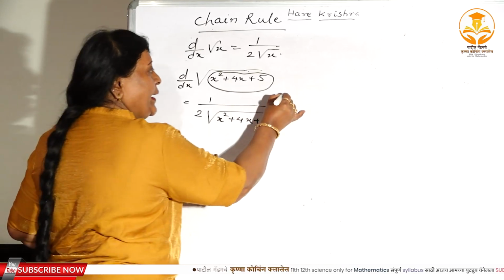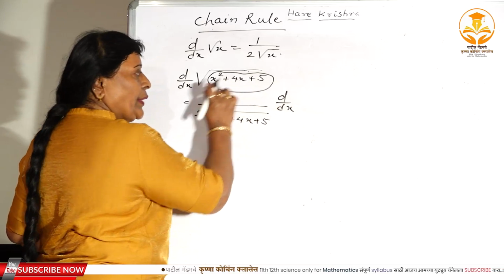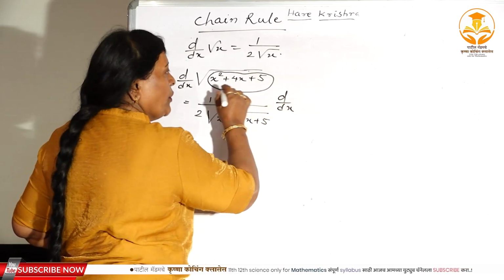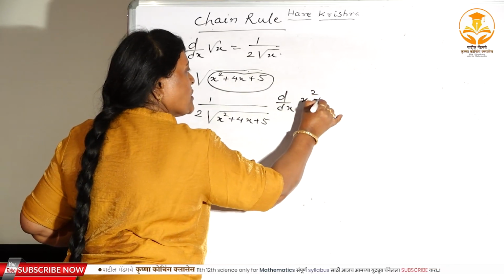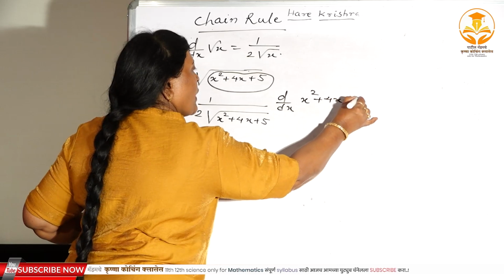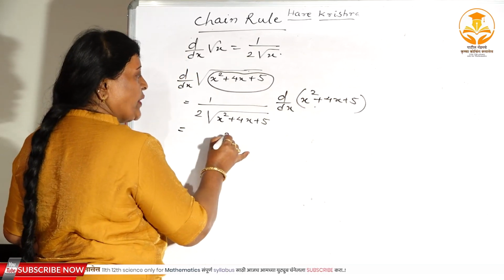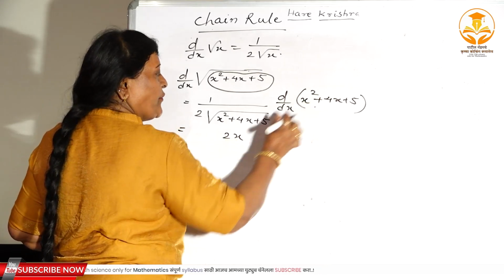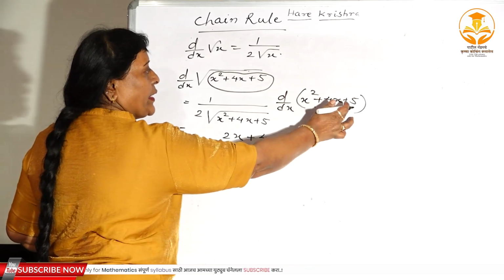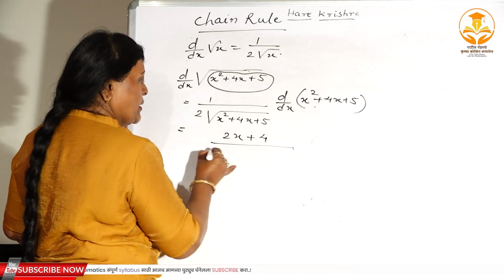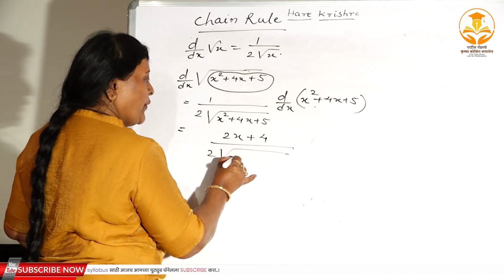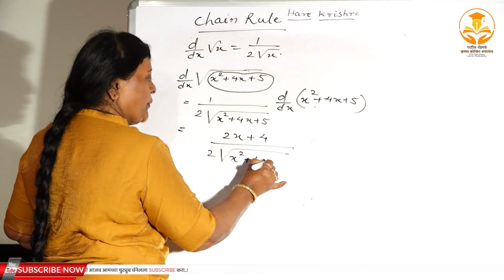अगेन टेक d dx ऑफ u ठेवून एकदा काढलं. आता वॉट एव्हर द u, what is u? Again x square plus 4x plus 5, isn't it? See, what is the derivative of x square? That is 2x. And what is the derivative of 4x? That is 4. And what is the derivative of 5? That is 0. And this is 2. Again root of x square plus 4x plus 5.